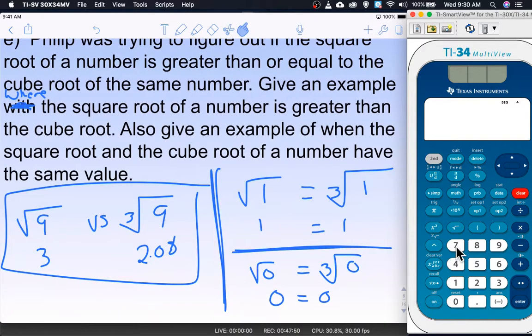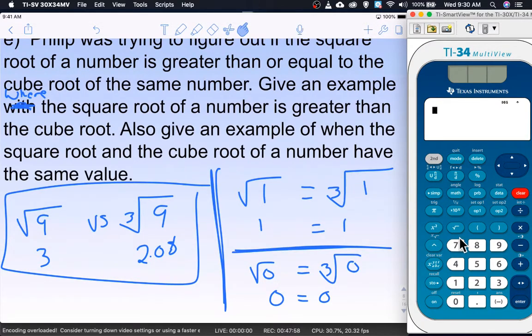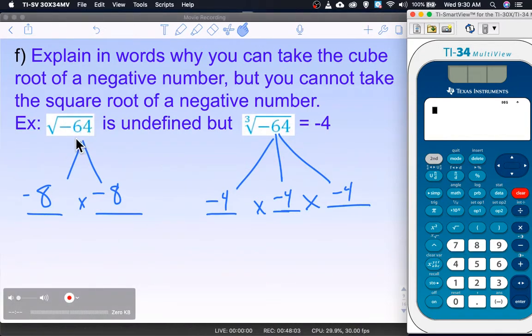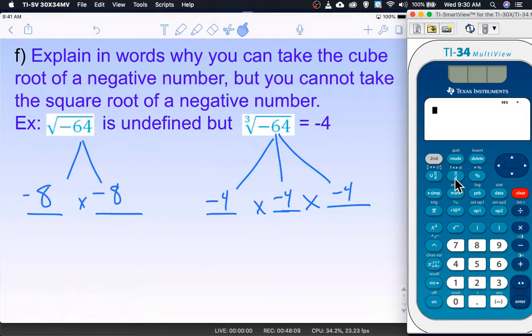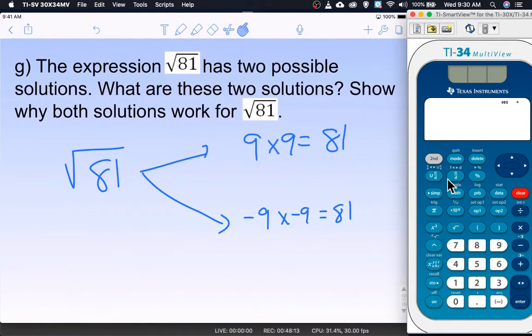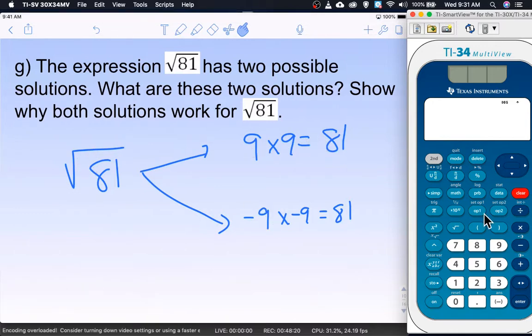We learned that square roots almost always give you a bigger number than a cube root, but there are some exceptions, especially with numbers like 0 and 1. We learned why you cannot take the square root of a negative number, because there are no two numbers that multiply together that will ever give you a negative solution. We refreshed our knowledge on why the square root of a number has both a positive and a negative answer.